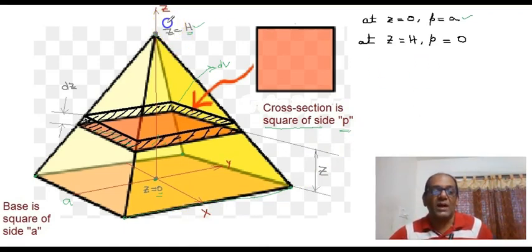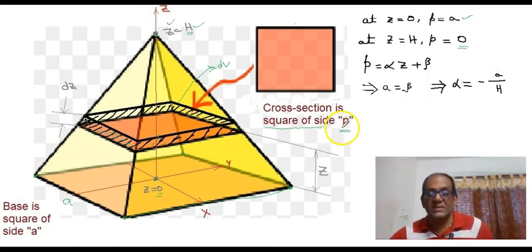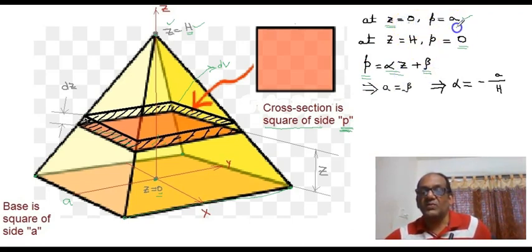When we come to the height of z is equal to h, you won't have any square, it's a point, so the side is 0. Noting this, we can find a relation between the z coordinate of the slice we are considering and its side p. Thus, if we assume that the side of the slice varies linearly with the z coordinate, that is assuming this relation p is alpha z plus beta, substitute z is equal to 0, p is equal to a, and z is equal to h, p is equal to 0 into this equation.